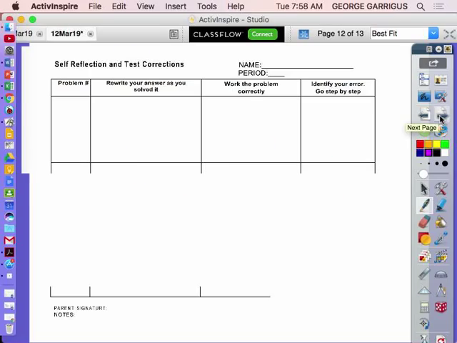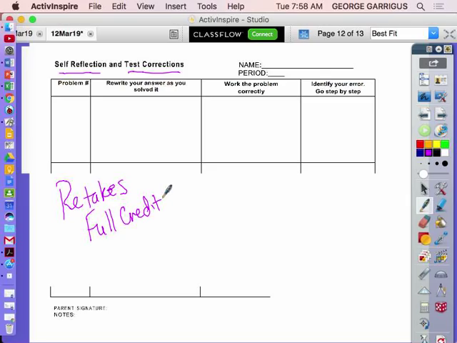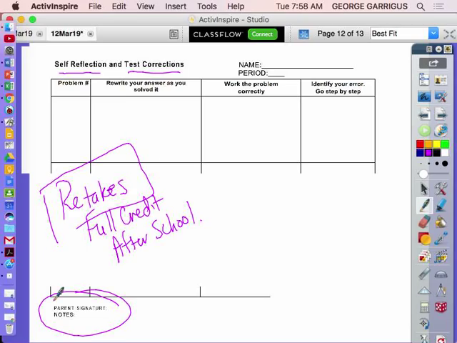This is the self-reflection and test corrections. This is for retakes. Full credit given after school. And if you didn't finish or you were absent for the first test, you must take the retake. Make sure you get your parent's signature to get a retake. Unless you were absent and didn't take the first test, it's mandatory.